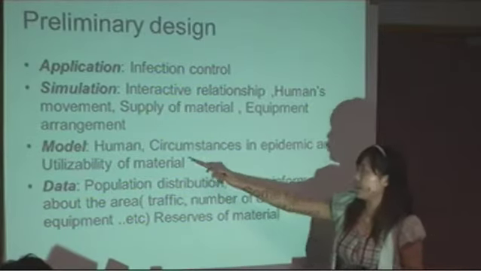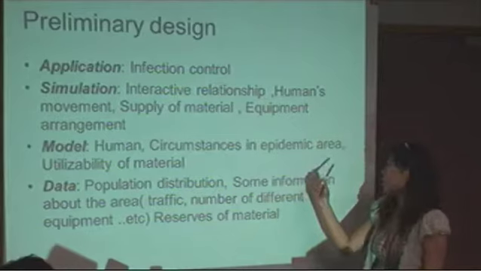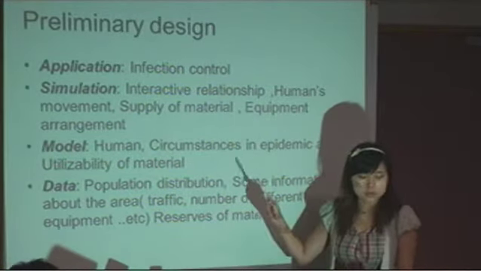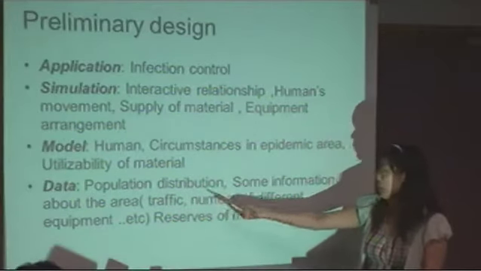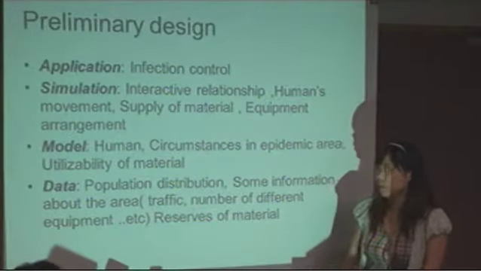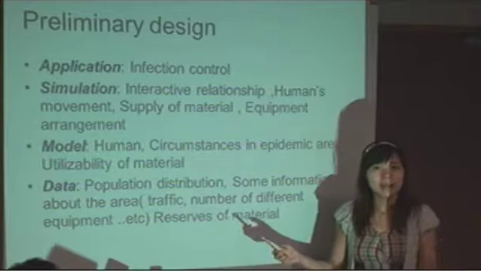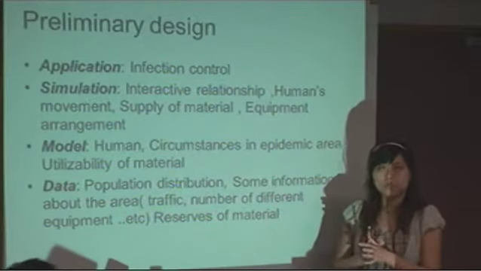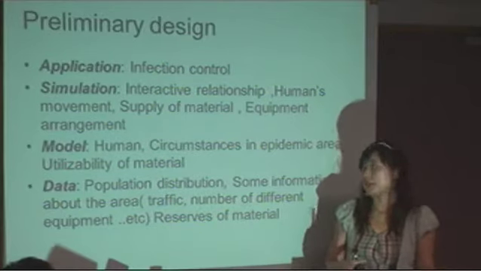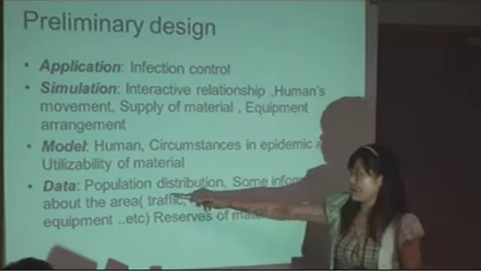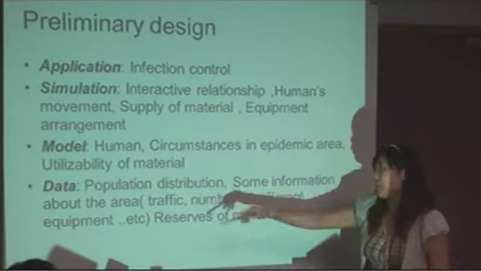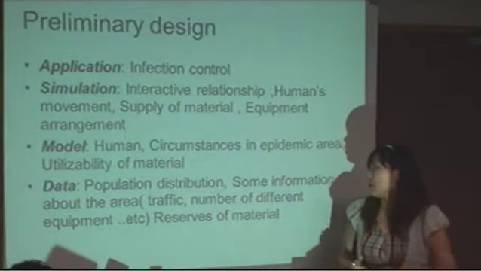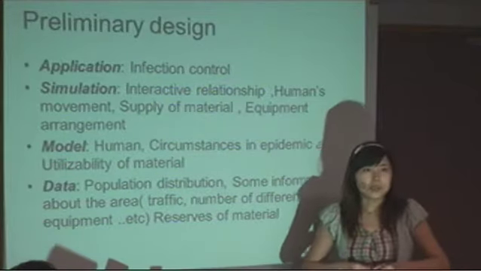For the model is that the human circumstance in epidemic area and utilizable materials. Just follow them, like I put some agent and put some factors into the system. The data I want to know is population distribution, some information about the areas, and some reference of materials.